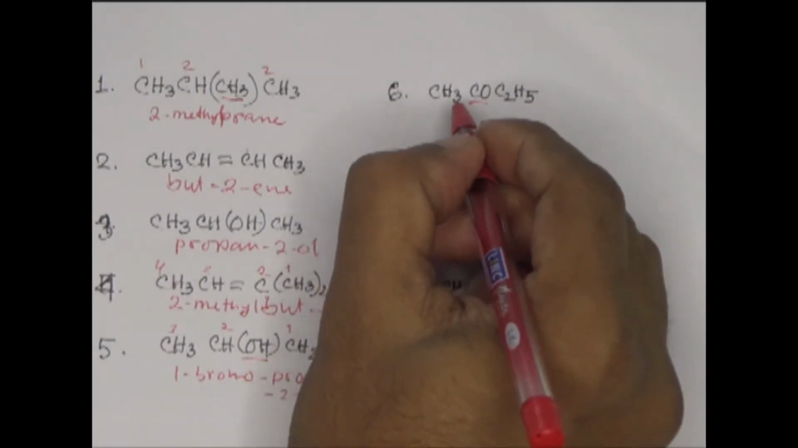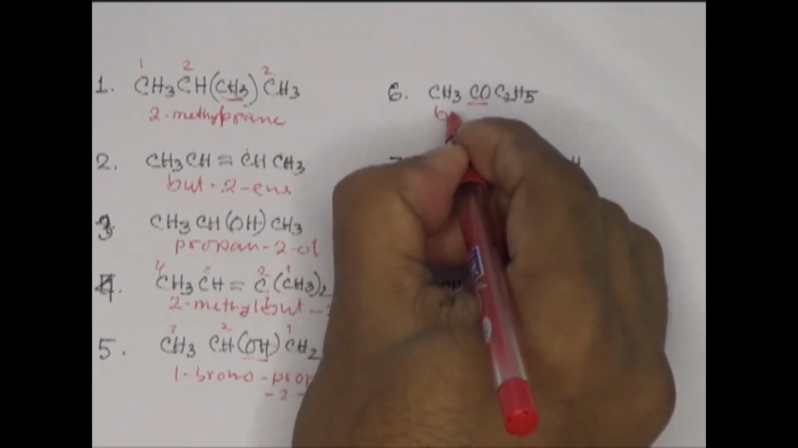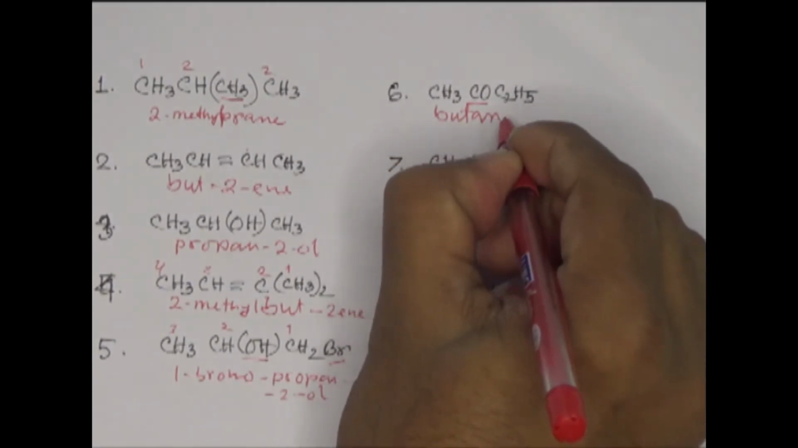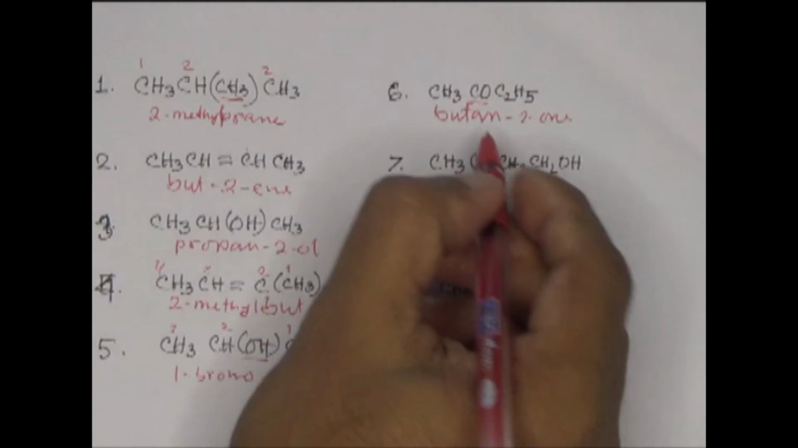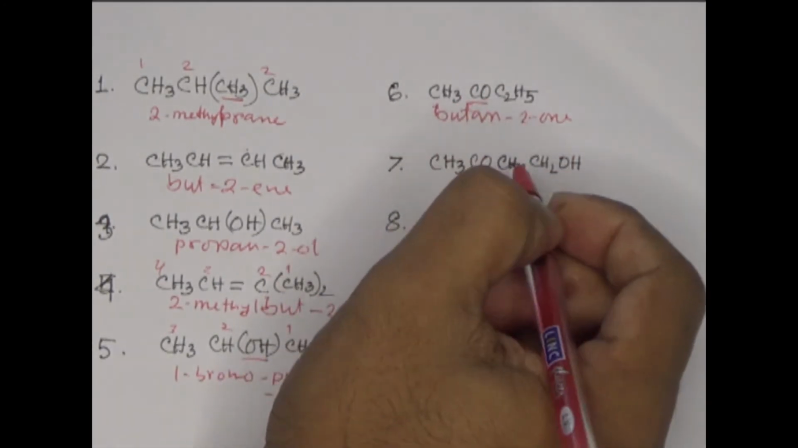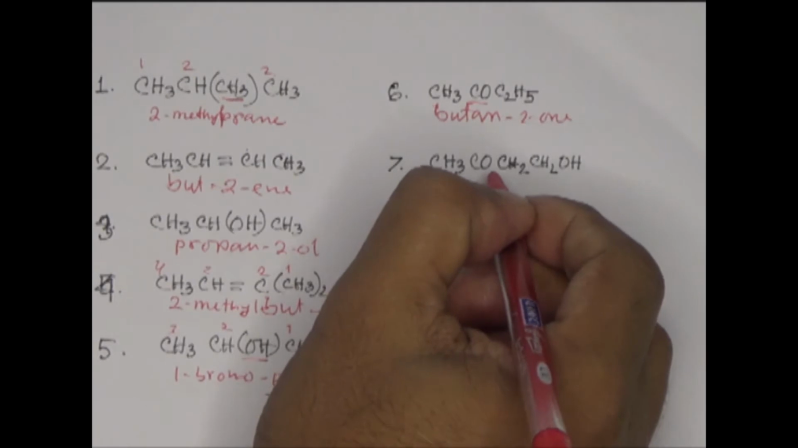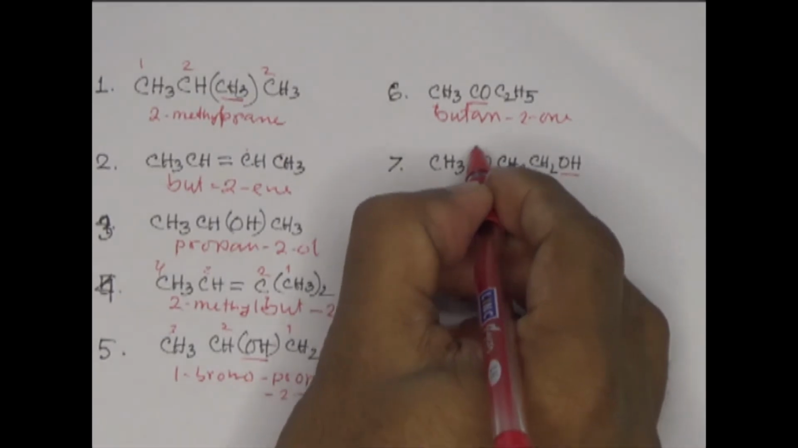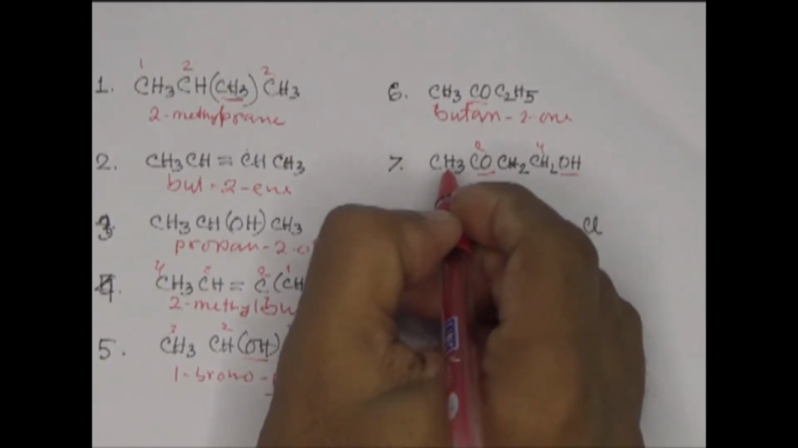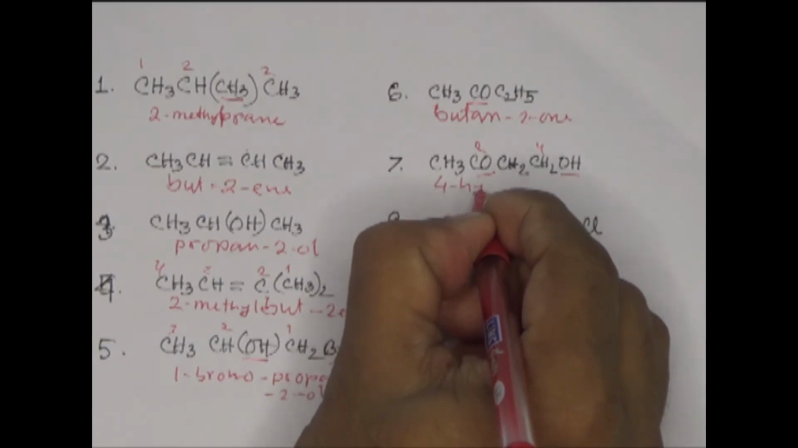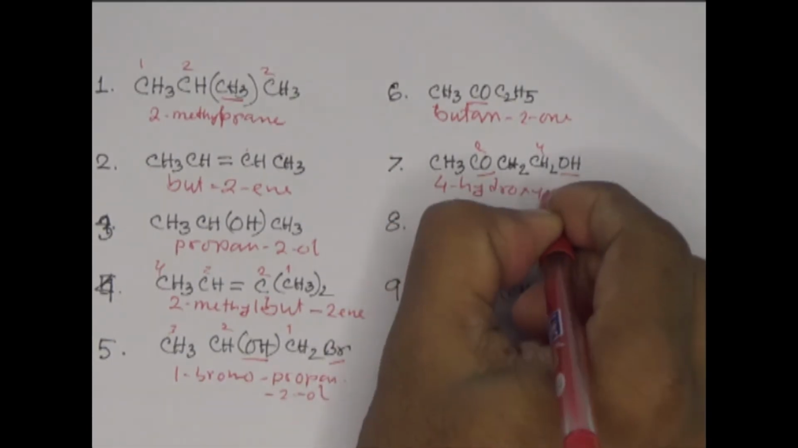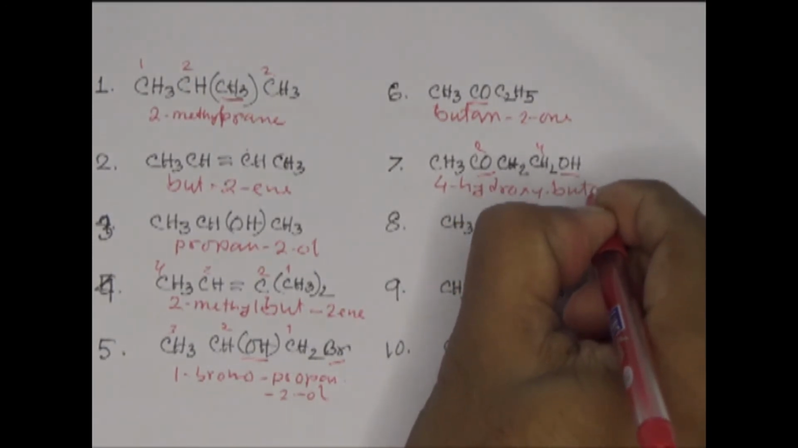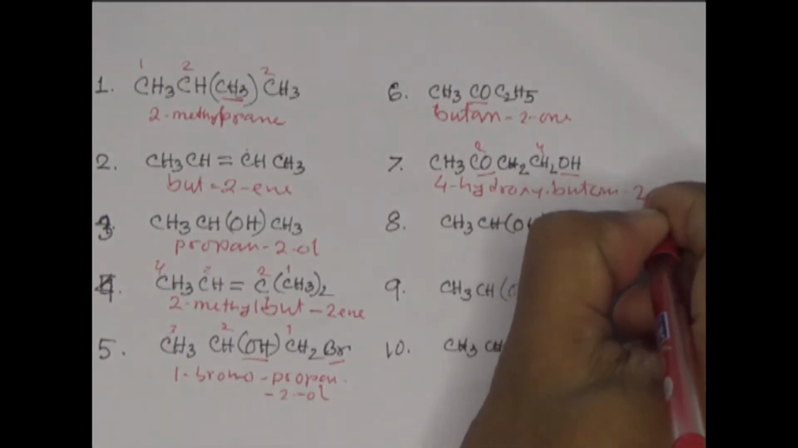So this is butan-2-one, with the ketone functional group at position 2. The seventh one has two functional groups, alcohol and ketone. Ketone has the higher priority, so at position 2, and at the fourth position there is a branch. So 4-hydroxybutan-2-one.